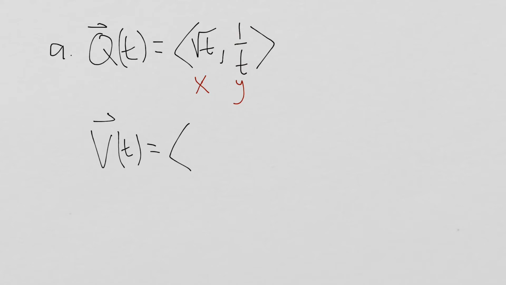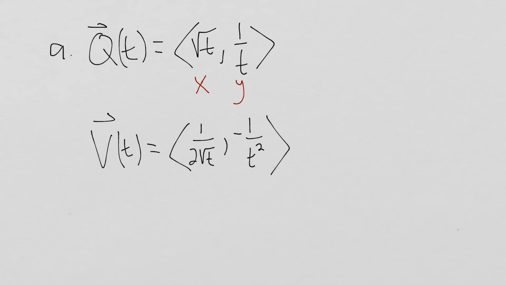So the derivative of root t is 1 over 2 root t. So that's the function that's going to model our horizontal velocity. And then the derivative of 1 over t is negative 1 over t squared. So that is going to model our vertical velocity. Really quickly, I'll show you how we get those derivatives, but those are a couple that we just do enough that hopefully we start to remember them.